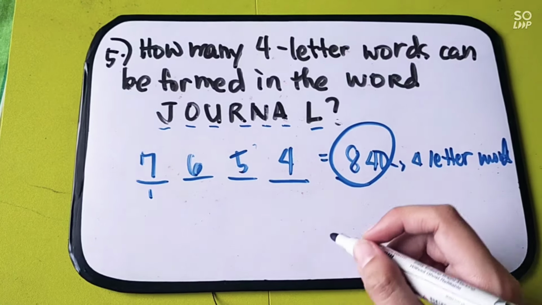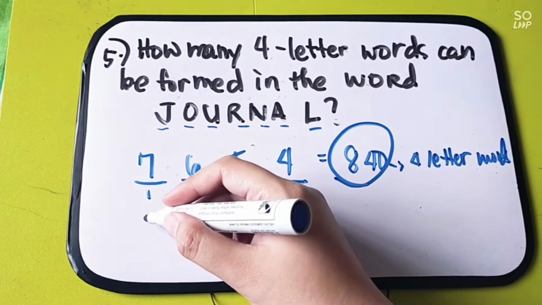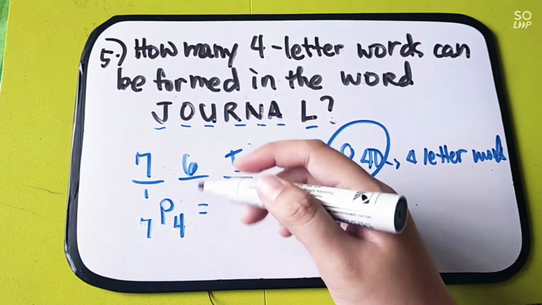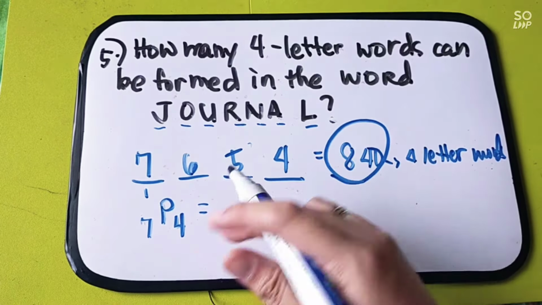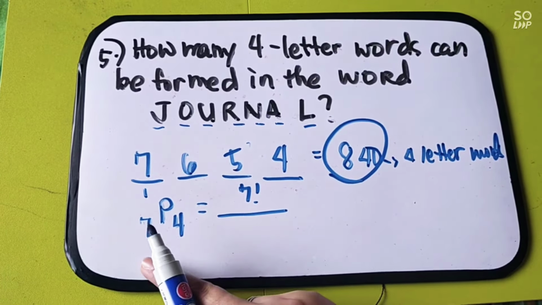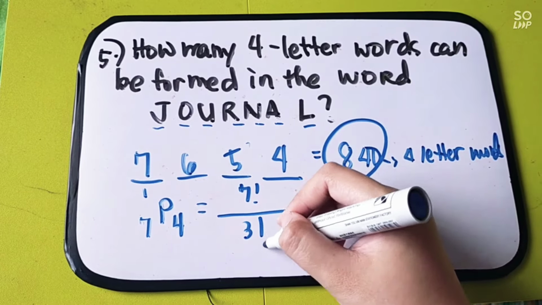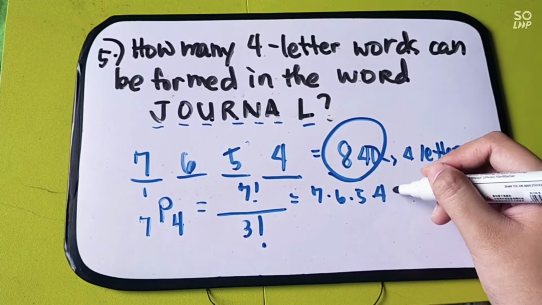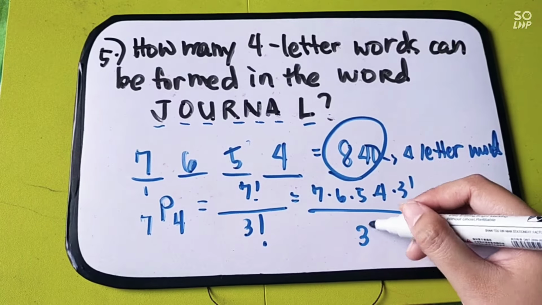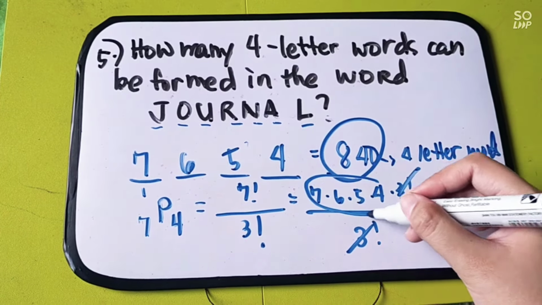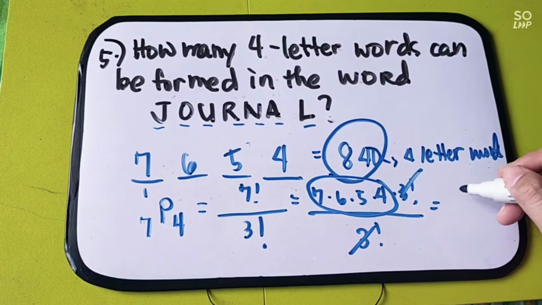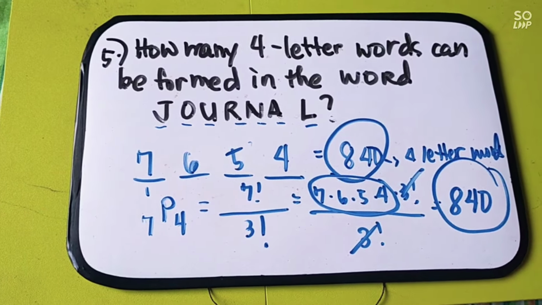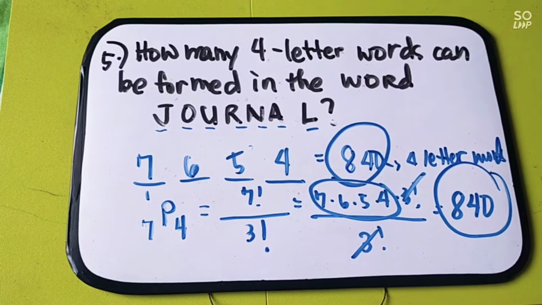Is it clear? So, o kaya, gamit ka ng formula. Yun nga lang, we have 7 taken 4. So, yan yung gagamitin mo. 7 factorial over 7 minus 4. The answer is 3 factorial. So, we have 7 times 6 times 5 times 4 times 3 factorial over 3 factorial. Cancel, cancel. Ito na lang yung natira. So, the answer natin is 840 4-letter words. Is it clear? So, that is linear permutation.